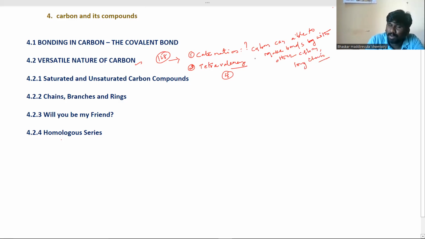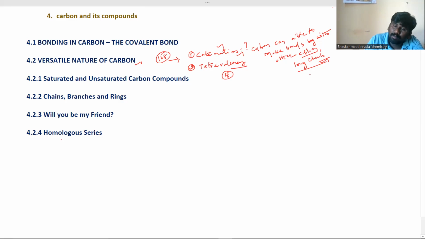So what do you mean by catenation ability? Carbon is able to make bonds with other carbon, and it also will give a very long chain, not a short chain with two or three atoms. That ability we call catenation. No other element has this property except carbon.